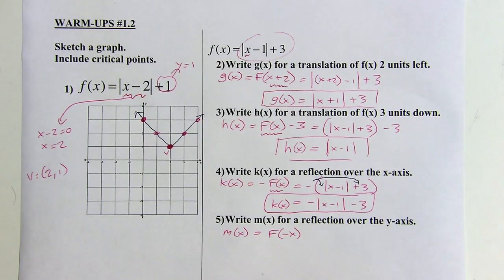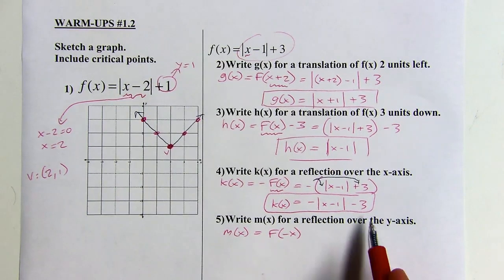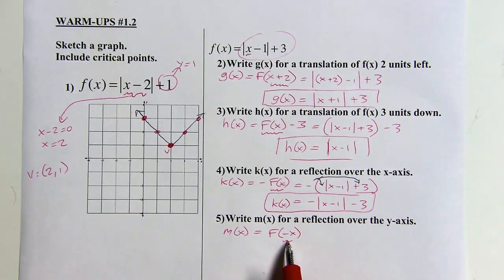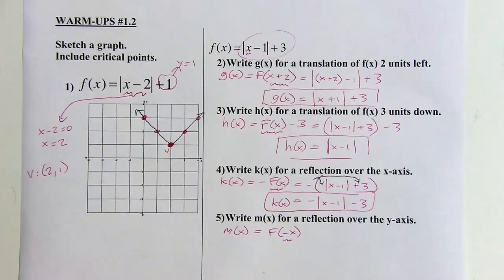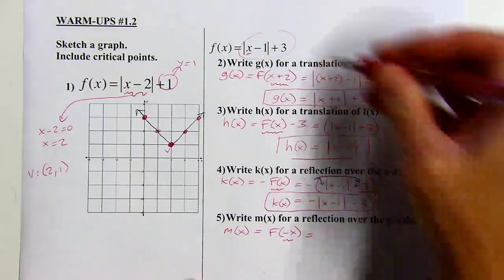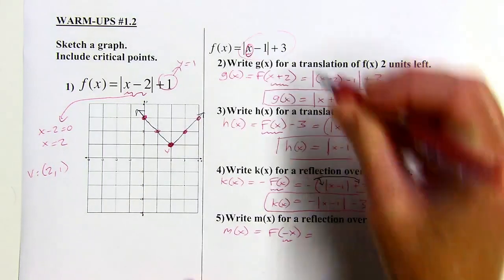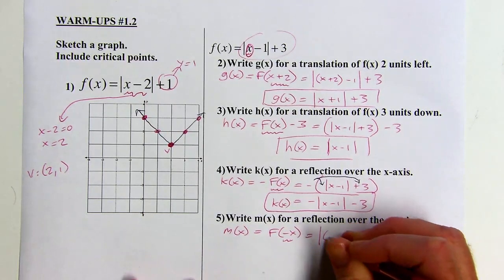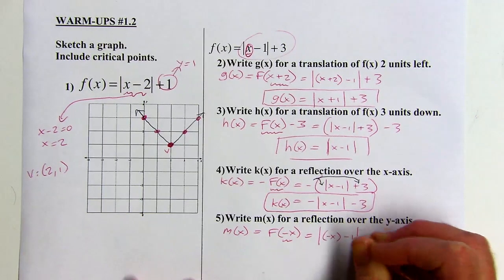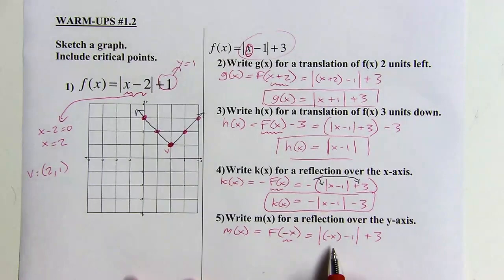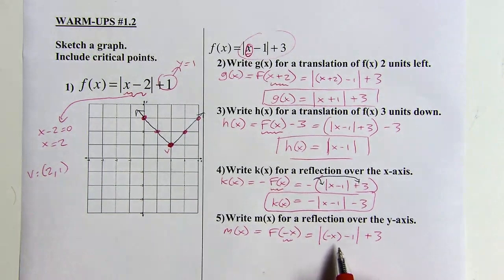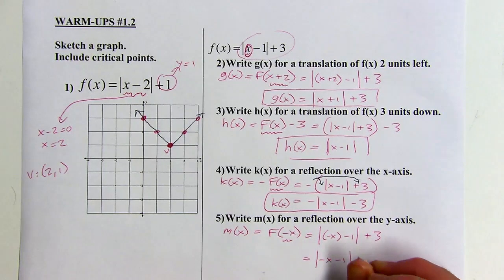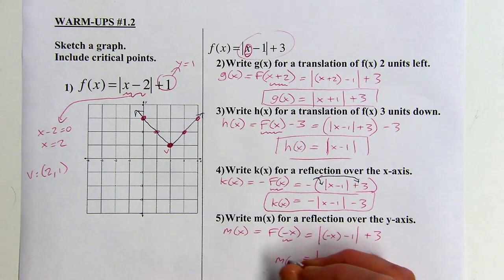All right, so going over the y-axis, we're going to change the input. So I'm taking my original function, and I'm going to replace this input where the x is. I'm going to replace that with negative x. Okay, so I'm showing you where I did the substitution. Then there's very little to do because I don't have any like terms I can combine. And that's what m of x equals.